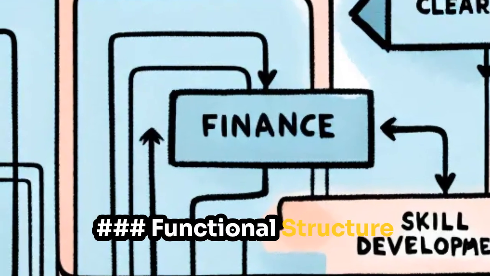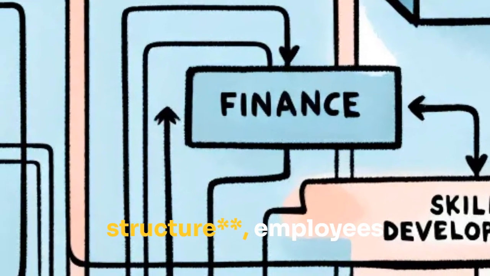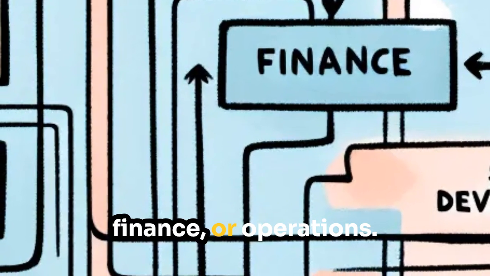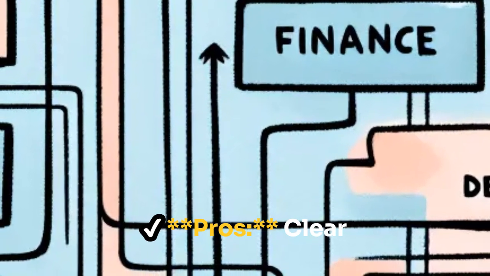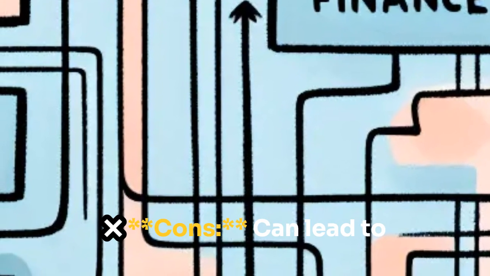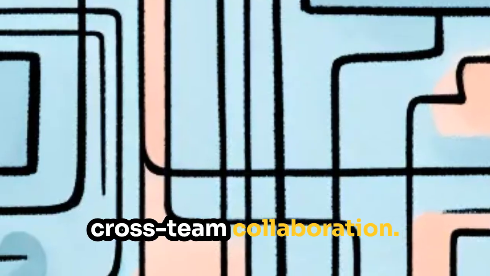Functional structure. In a functional structure, employees are grouped by specialization, such as marketing, finance, or operations. Pros: clear roles, efficiency, and skill development. Cons: can lead to siloed thinking and slow cross-team collaboration.